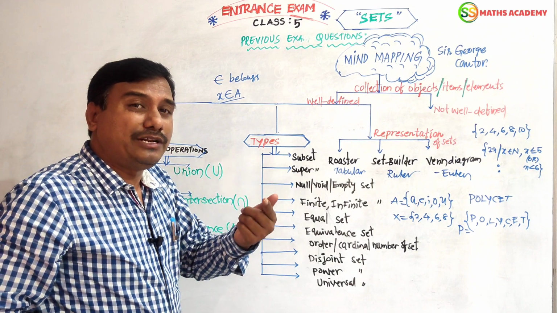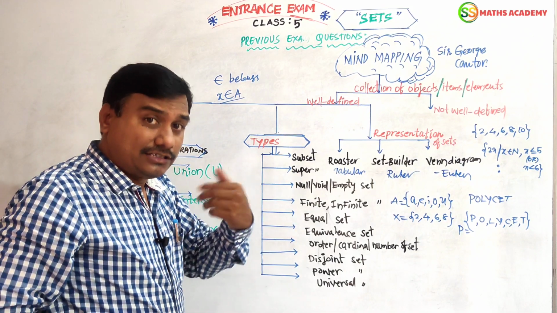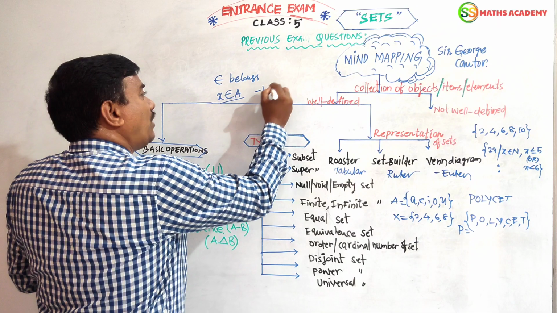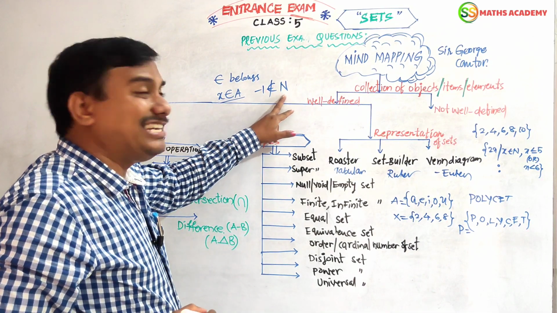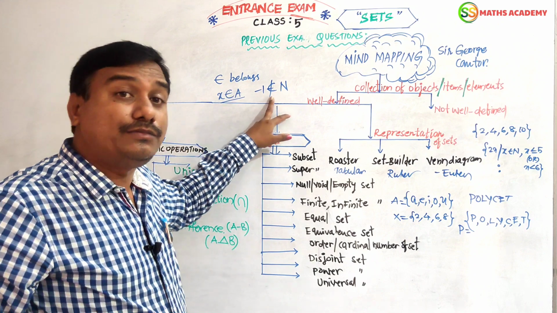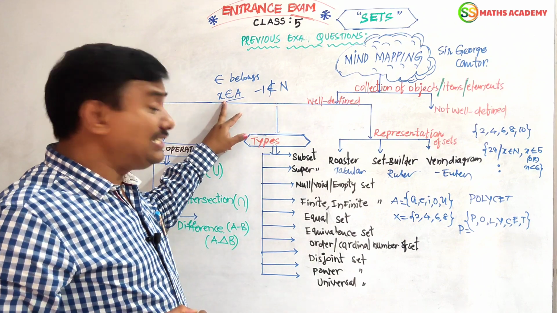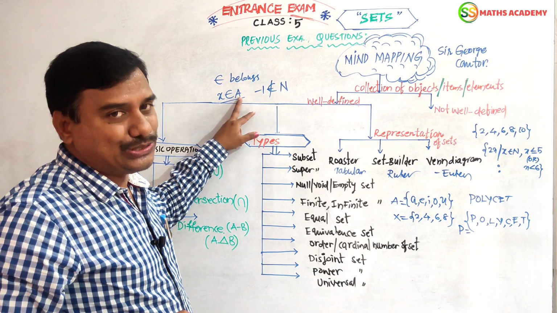Maharashtra does not belong to Telangana. Does not belong to. -1 does not belong to natural numbers. -1 is not there in natural numbers. We can represent it with does not belong to. If it is there, we can say x belongs to.